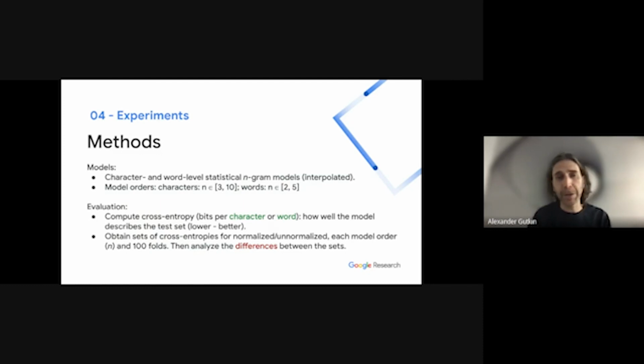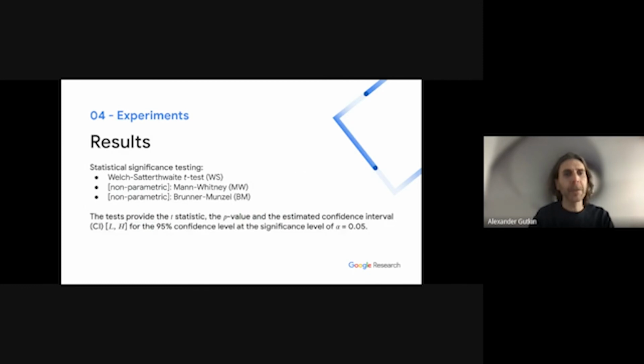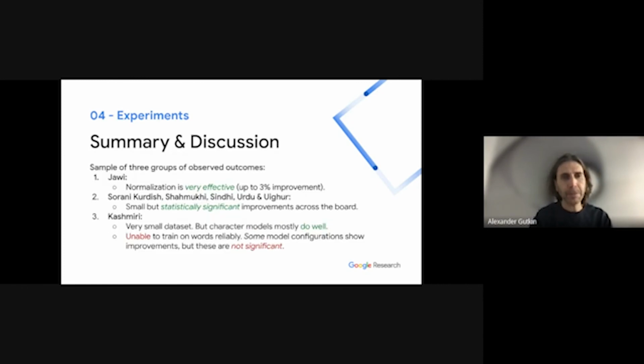And we evaluated by computing the cross entropy of the test set, which is defined as how well the model describes the test set. So the lower the better, because the entropy is usually expressed either as bits per character for character-based models or bits per word for word-based models. And when comparing the results, we use 3 types of hypothesis testing. And the summary is as follows.